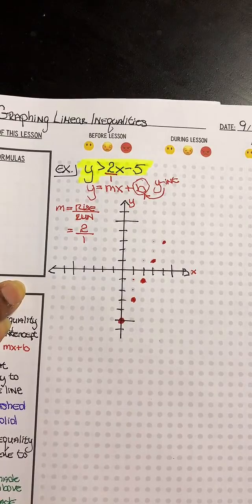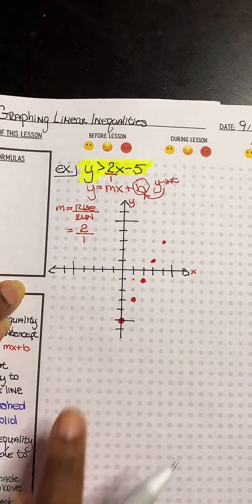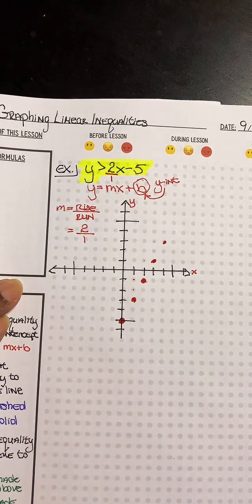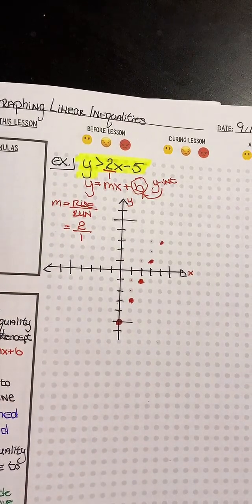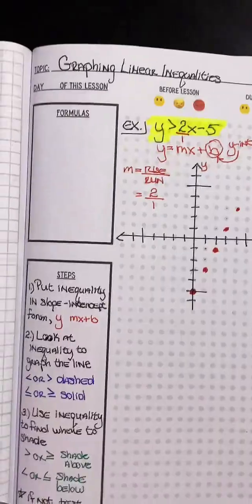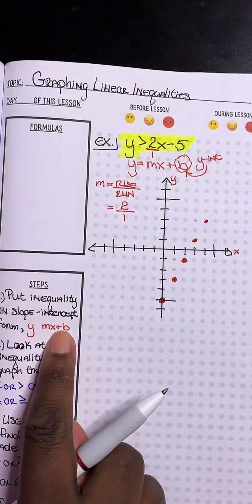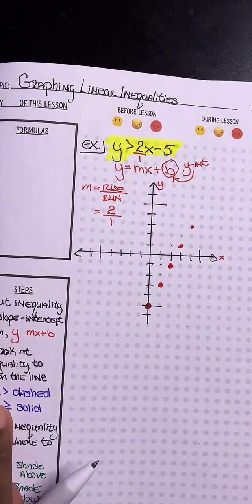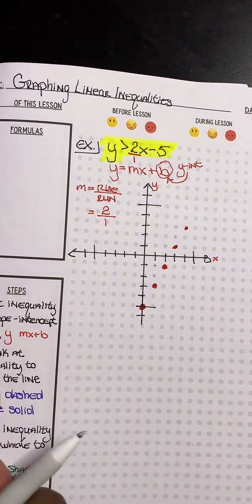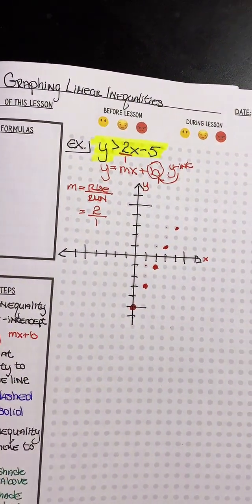It's their own. Now, here we go. That took care of step 1. So recall, step 1: put it in slope-intercept form, boom, okay? We plotted our point. Now we're on step 2. Look at the inequality and graph the line.